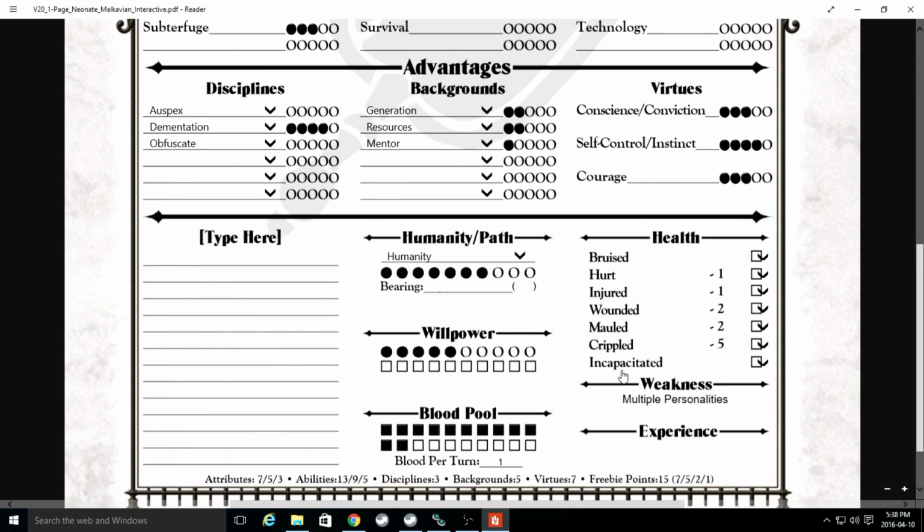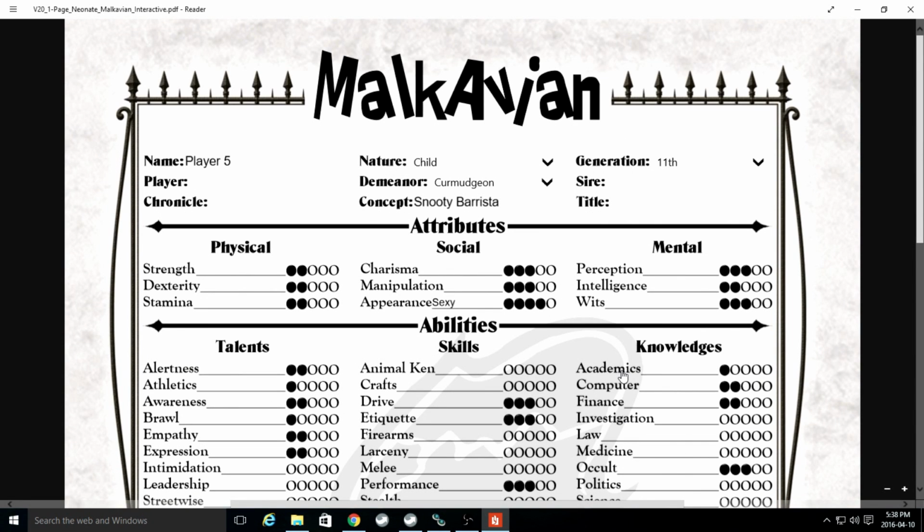So that's it for the templates that we have here. We have the Snooty Barista as our fifth template.